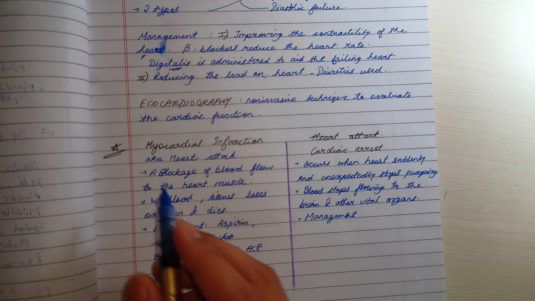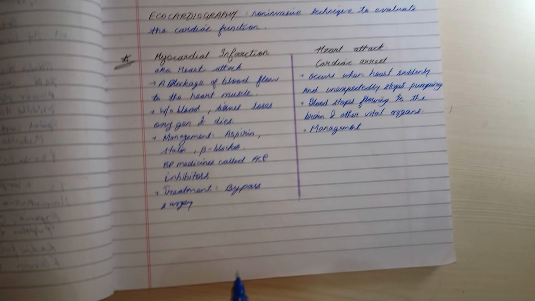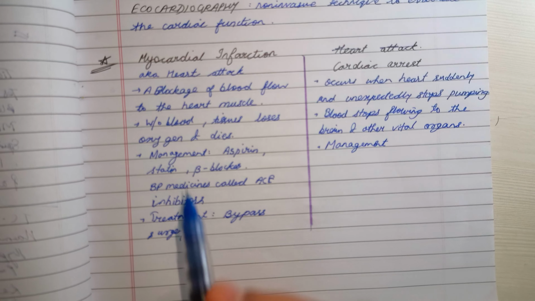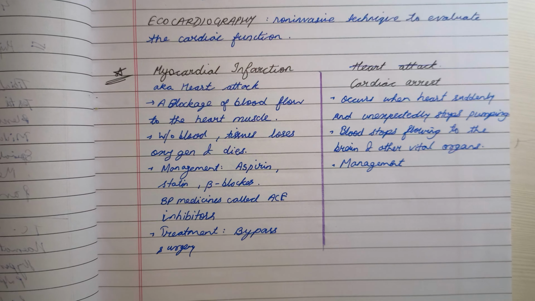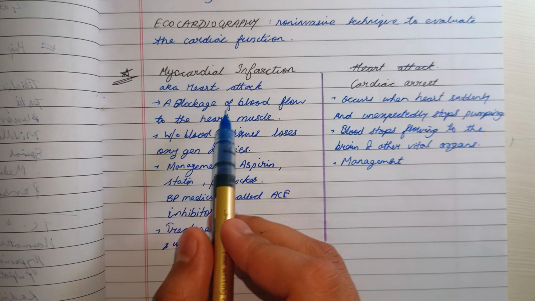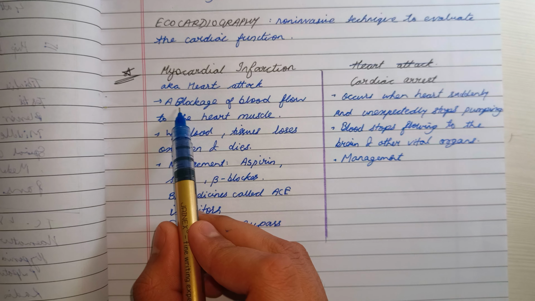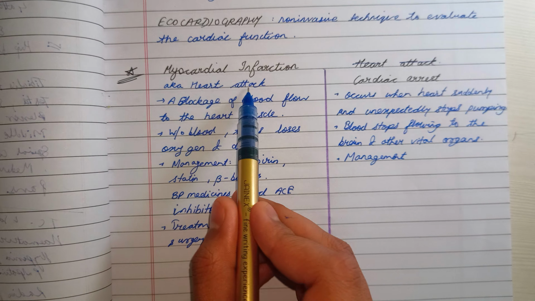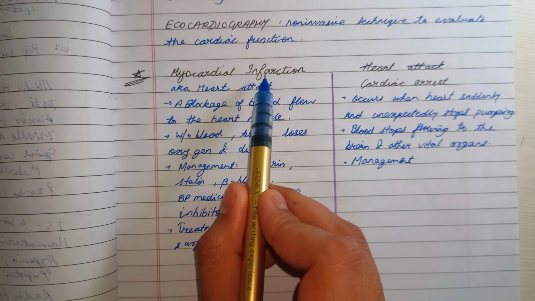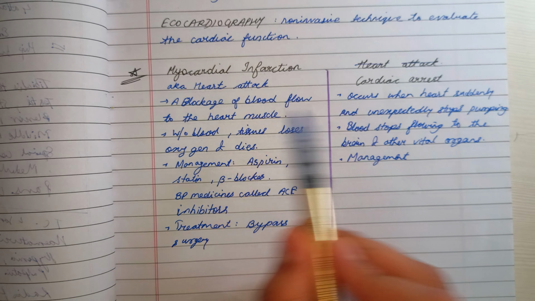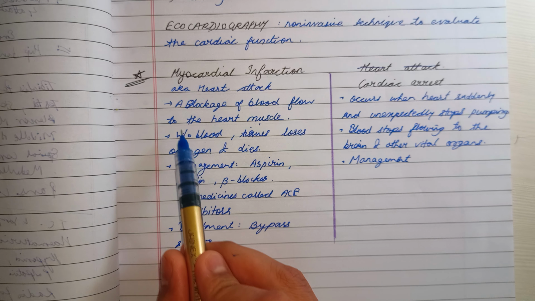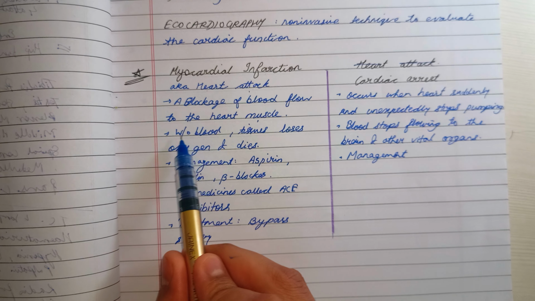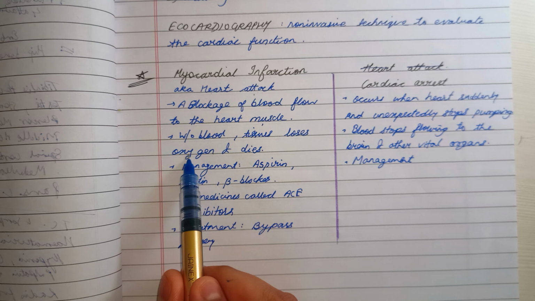Now, what is myocardial infarction and cardiac arrest? Okay, this is the last topic of today's video. Now, myocardial infarction. Okay, what is myocardial infarction? It is also known as heart attack in layman's language. Okay, remember, heart attack is the same as myocardial infarction, and cardiac arrest is a different term. A blockage of blood flow to the heart muscle is known as heart attack. Without blood, tissue loses oxygen and dies.